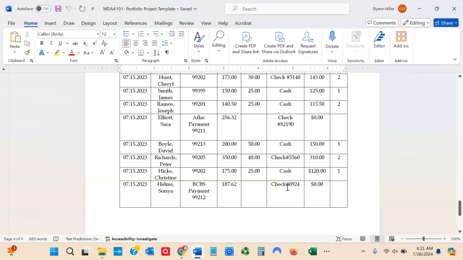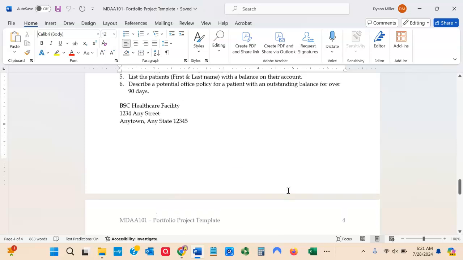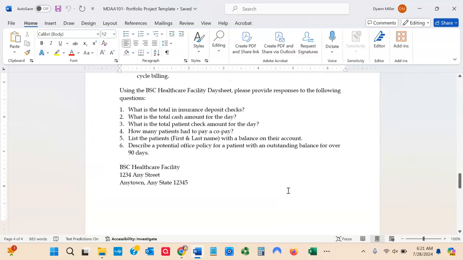Was this payment for a copayment, or was this for payment in full? So from the insurance company. So you'll have to go through and try to figure out, which were insurance payments. What was the total cash amount for the day? What was the total payment for the patient check amounts for the day?